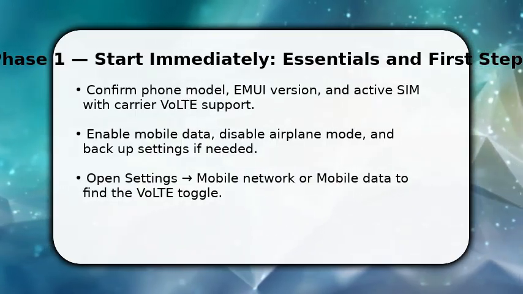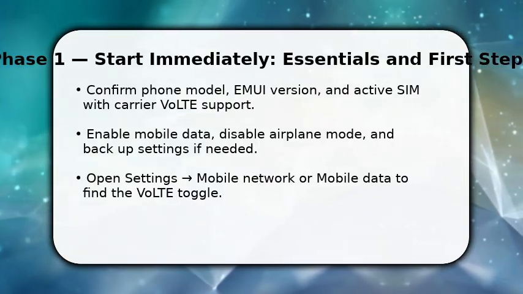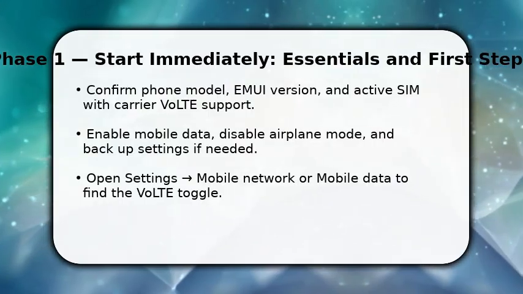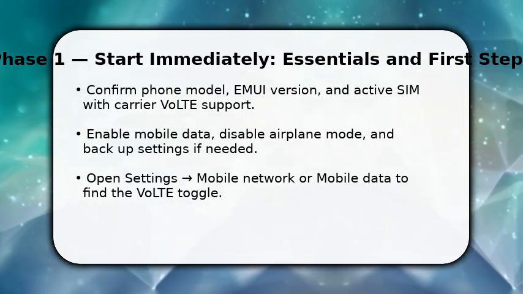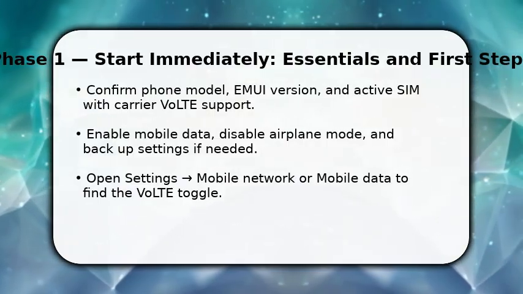Now open Settings, go to Mobile Network or Mobile Data. You want the Enhanced LTE or VoLTE LTE option. Why? Because disabling VoLTE LTE at the system level prevents the phone from preferring LTE for voice. This is faster and safer than guessing.